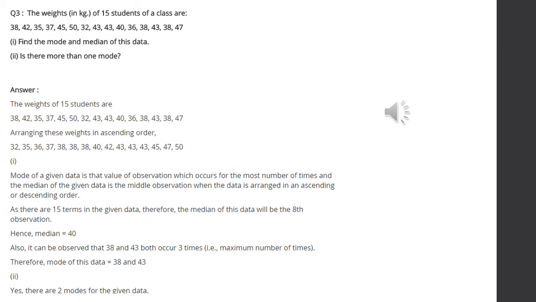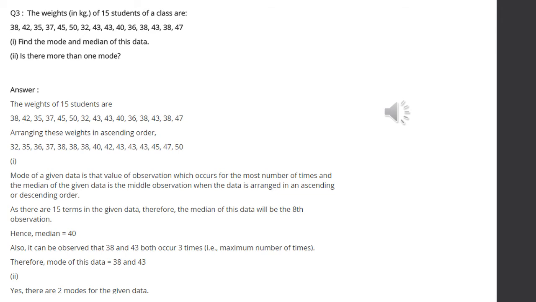Question number 3. The weights in kg of 15 students of a class are given. We have to find out the mode and median of this data, and whether there is more than one mode. The weights are arranged in ascending order. Now, the mode of the given data is the value of the observation which occurs most frequently, and the median is the middlemost observation when the data is arranged in ascending or descending order.